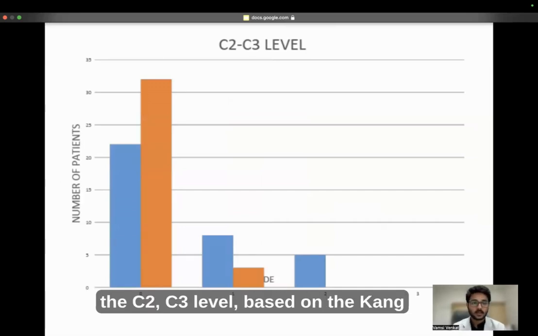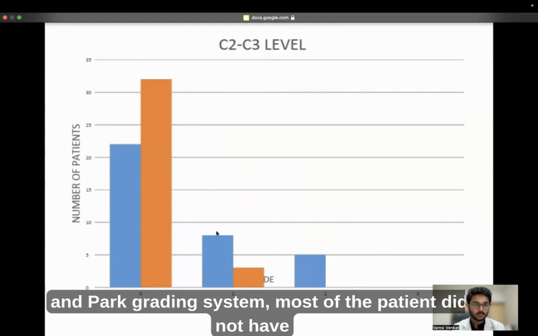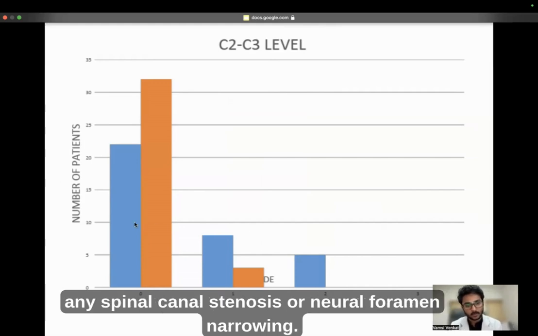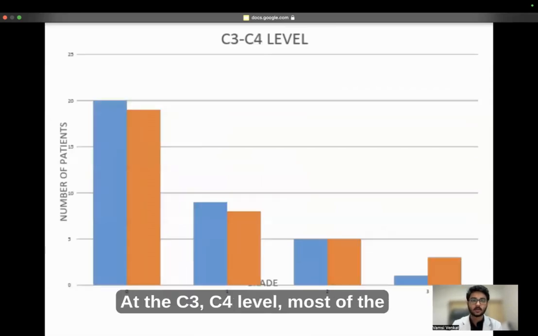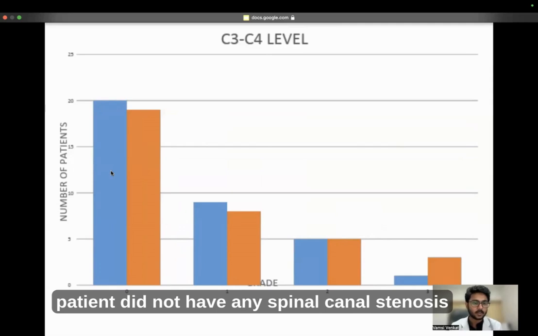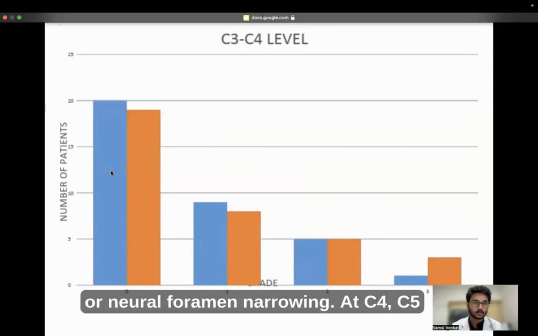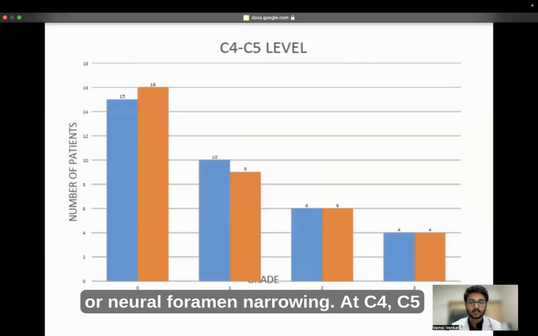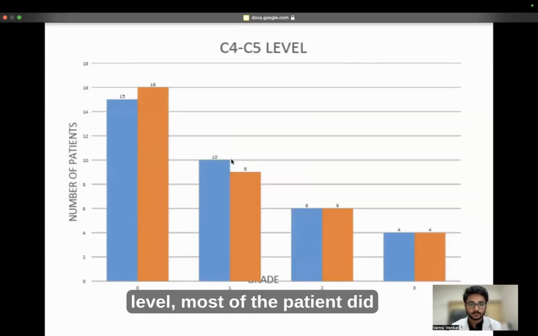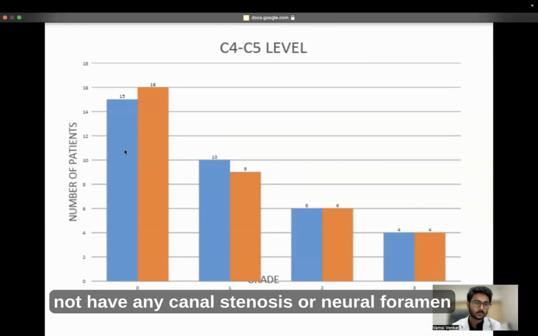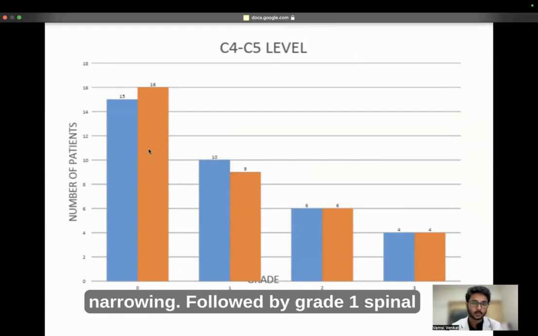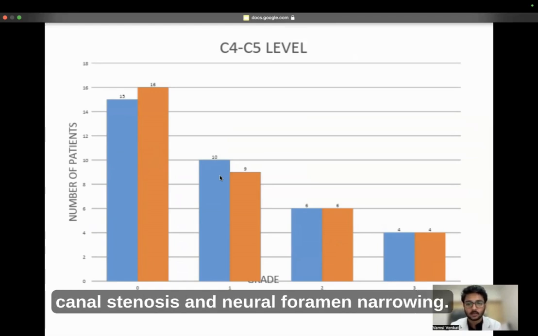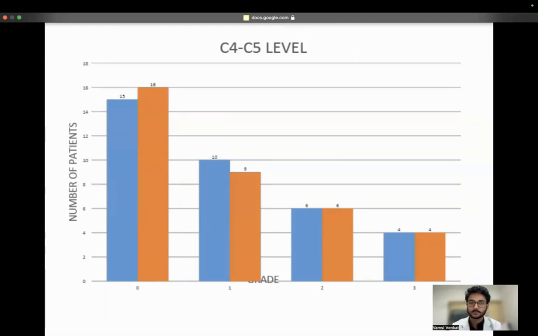At the C2, C3 level, based on the Kang and PARC grading systems, most of the patients did not have any spinal canal stenosis or neural foramen narrowing. At the C3, C4 level, most of the patients did not have any spinal canal stenosis or neural foramen narrowing. At C4, C5 level, most of the patients did not have spinal canal stenosis or neural foramen narrowing, followed by grade 1 spinal canal stenosis and neural foramen narrowing.